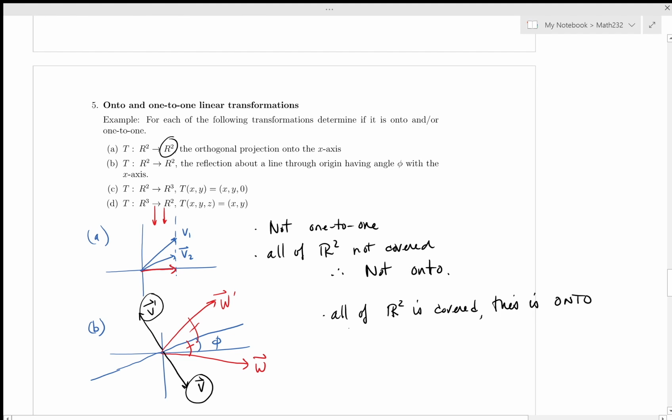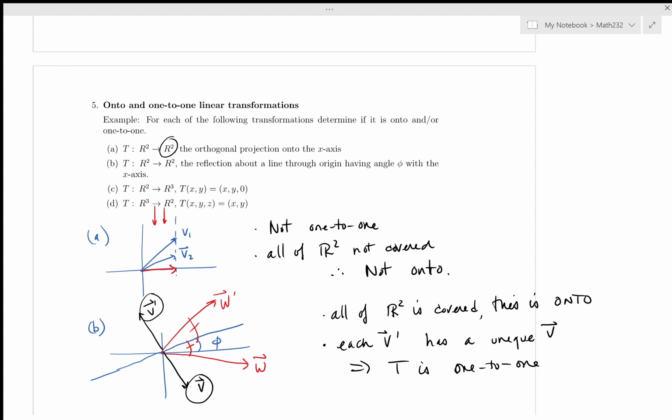Okay, does each vector produce a unique reflection? Yes, it does. So each v prime, my output, has a unique v, an input, and so this T is also one-to-one. So this one is both. So we had the first example, it's not one-to-one, it's not onto. The second example here, it's onto and one-to-one.